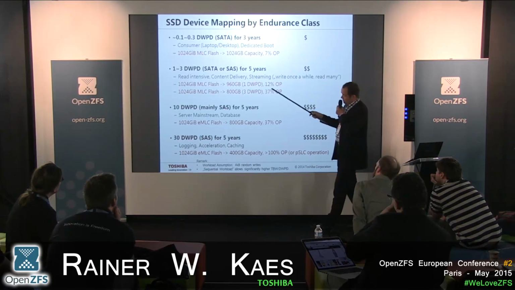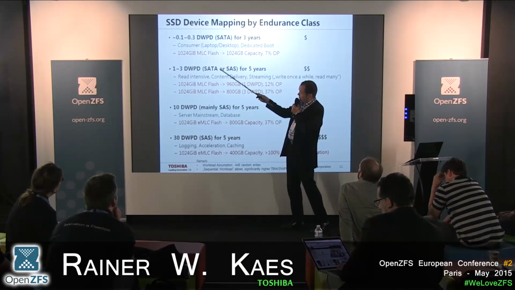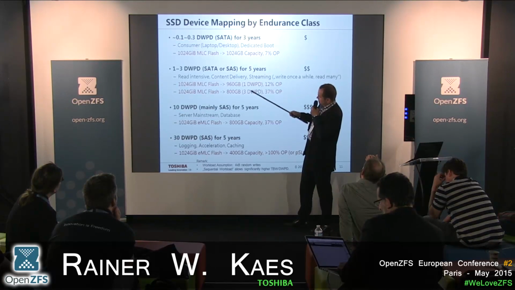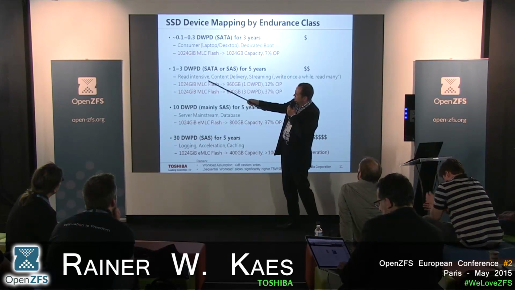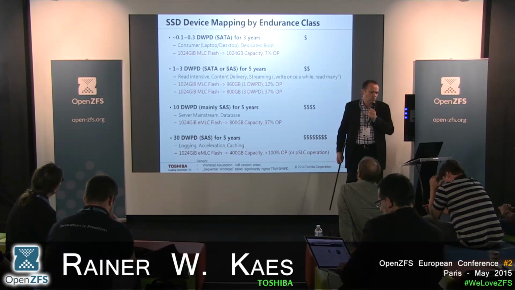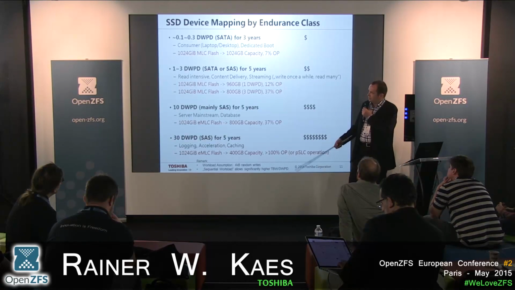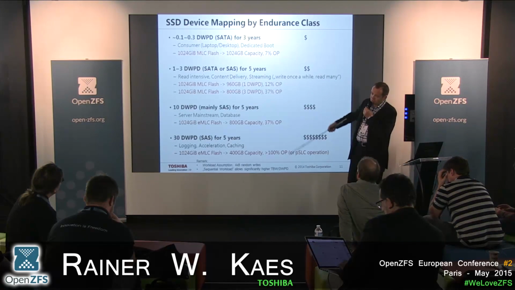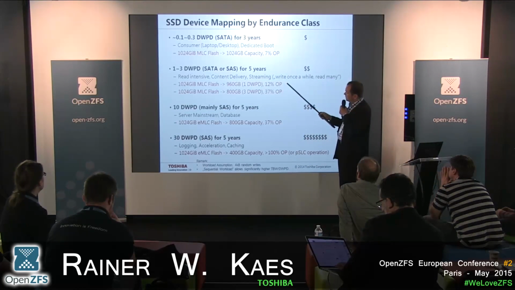Then we have this 1.3 disk writes per day. They usually come in SATA, but at Toshiba we are also using the economic multi-level cell technology for SAS, because people like the dual channel SAS 12 gig for more professional applications. 1 to 3 overwrites per day. We call it read intensive, content delivery, streaming.